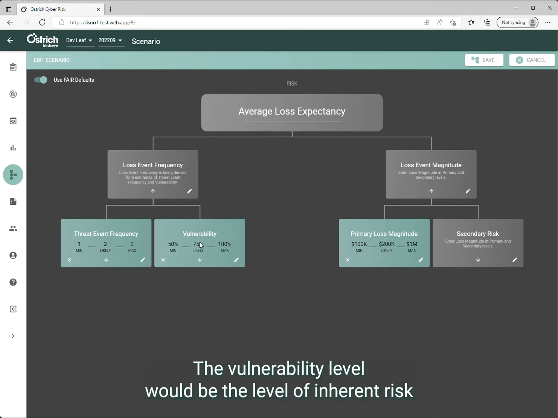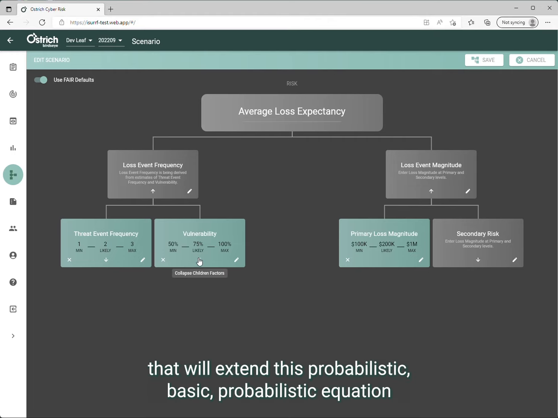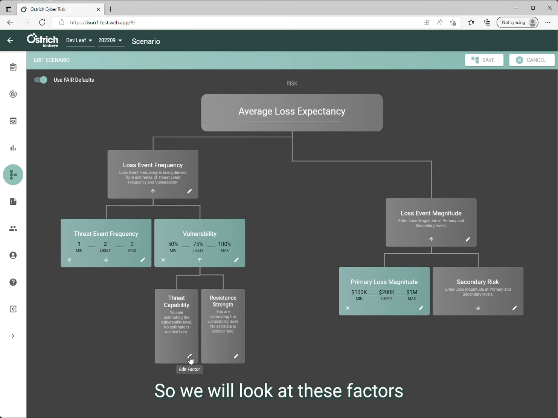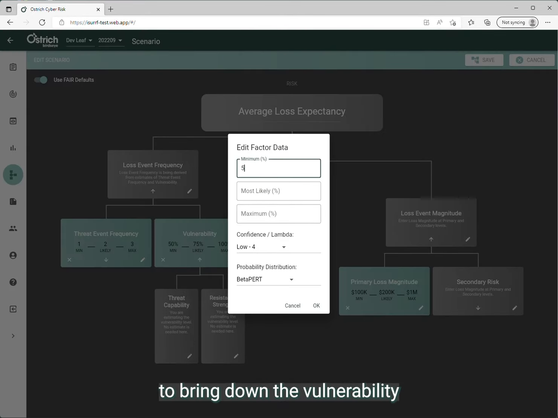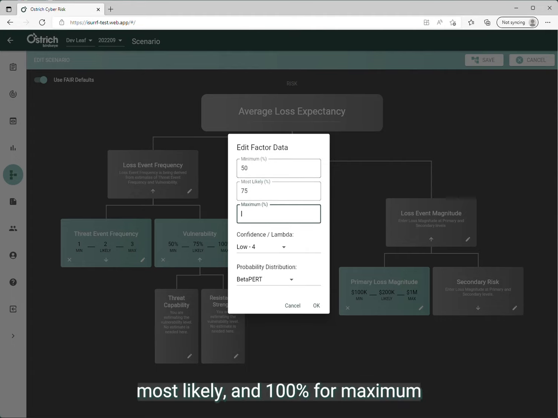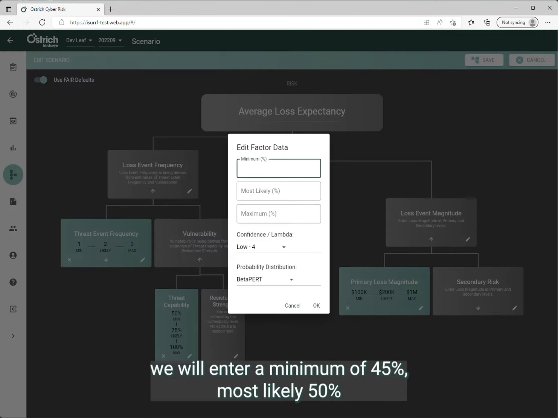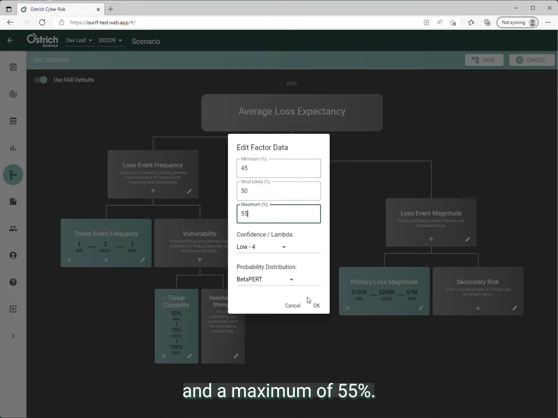The vulnerability level would be the level of inherent risk, but we'll extend this basic probabilistic equation to use the threat capability and resistance strength factors. So we will edit these factors to bring down the vulnerability factor: 50% minimum, 75% most likely, and 100% maximum. And for the resistance strength, we will enter a minimum of 45%, most likely 50%, and a maximum of 55%.